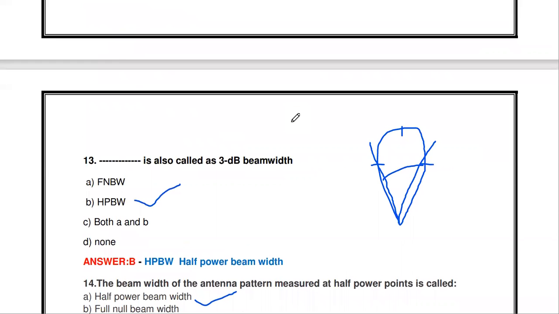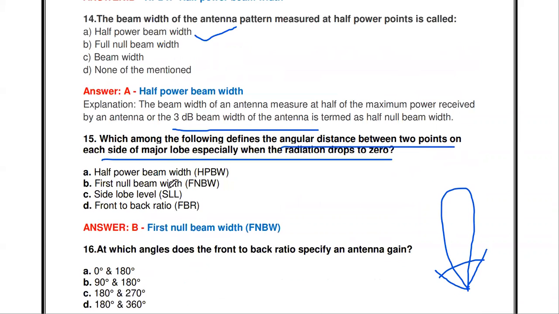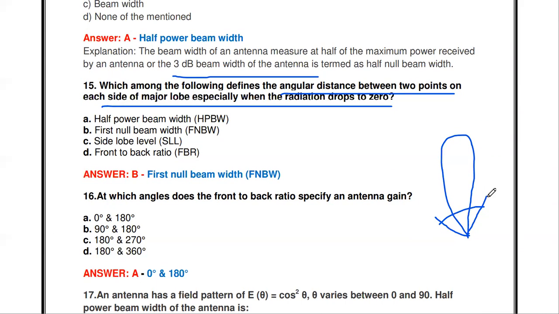Here, if it is a major lobe, the radiation drops to 0 at this point. The angular distance between these 2 points, we call the first null beam width. When the radiation drops to 0, it is called a null. That is why this angular width is called the first null beam width, FNBW or BWFN.